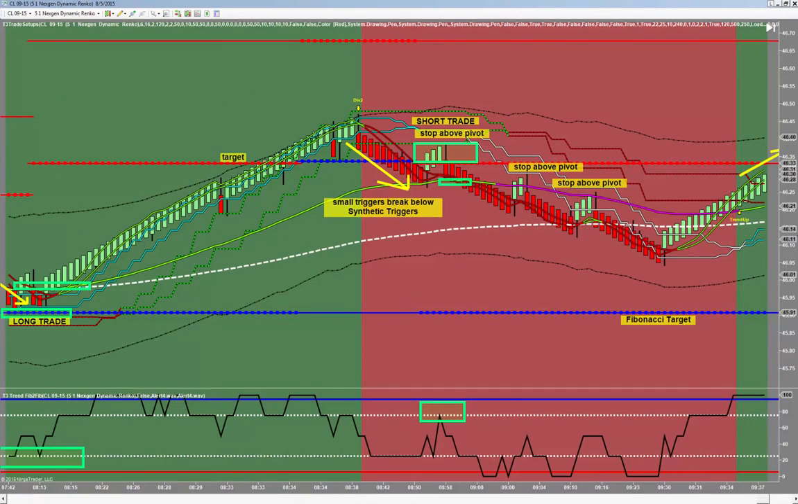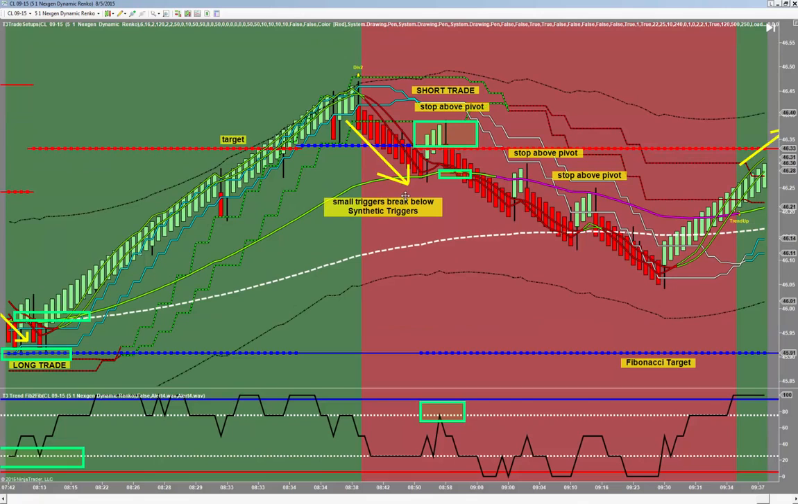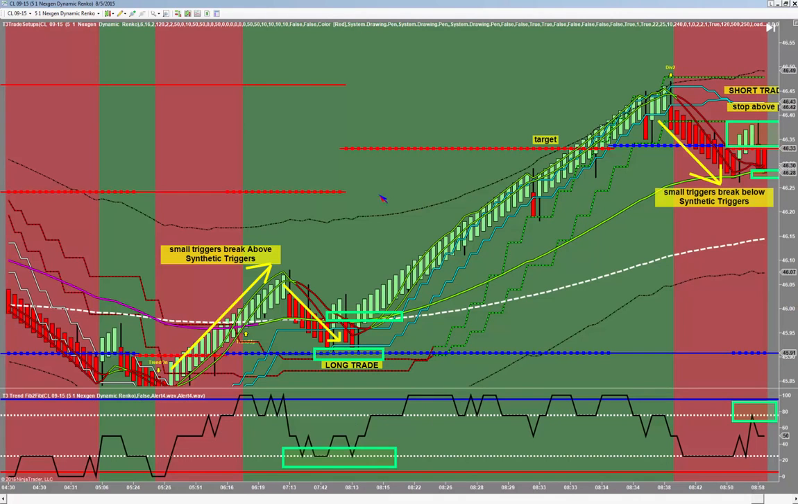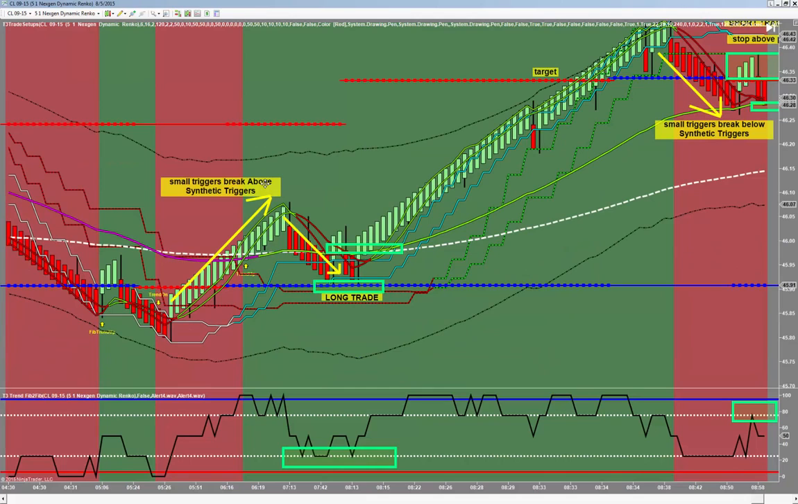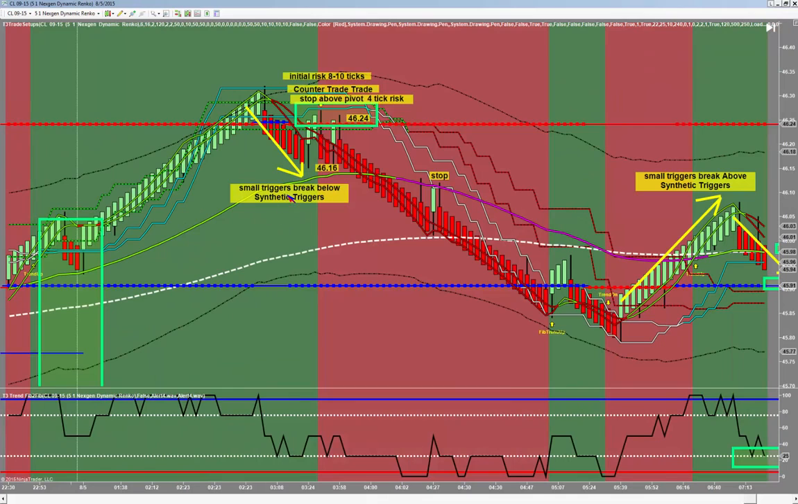Look, here's what we wrote earlier. Small triggers break below, we're going short. Here's what we wrote before. Small triggers break above our synthetic triggers, we're going to have a long trade off of support. Small triggers break below our synthetic triggers, we're going to do a short trade from resistance.